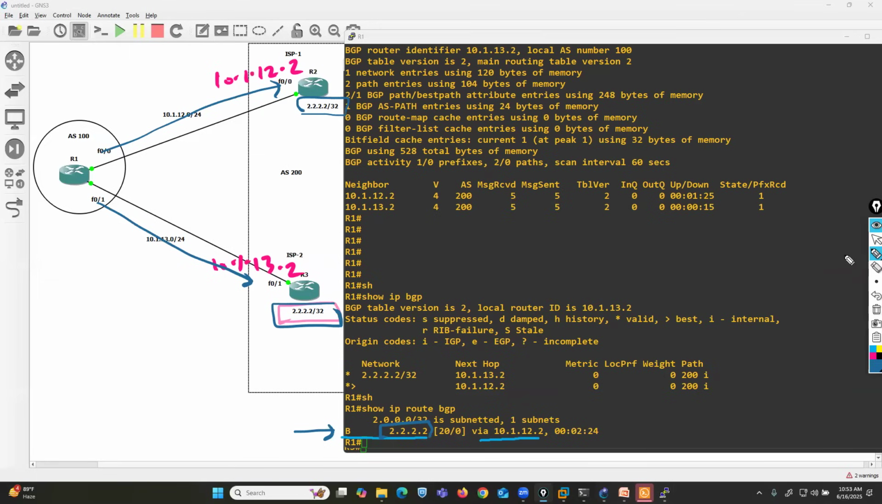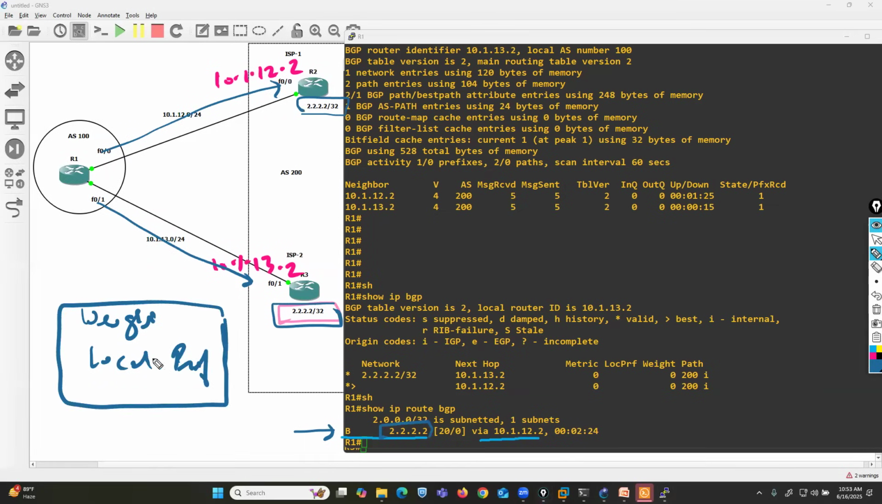So here our topic is what? Weight attribute. Our focus is what? Local preference. We'll discuss these options. But before we discuss them, let's talk about why this route is installed into the routing table. You can check one more piece of information.